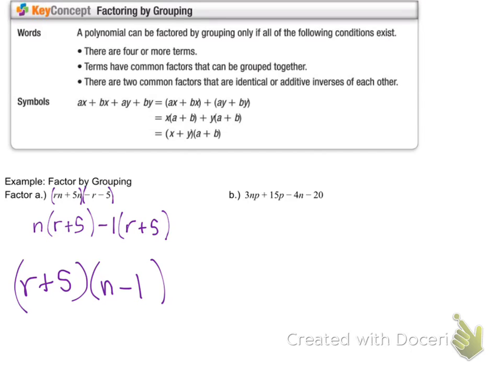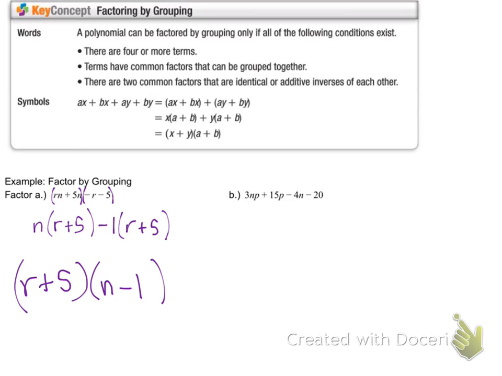foil those together. So, use FOIL, guys. First, outside, inside, last. But, without having to write it all down, R times N is Rn. That's the first one. R times negative 1, negative R, which is the third term. 5 times N, 5N. And 5 times negative 1, negative 5. We have the right answer. It does work itself back out. There you go.